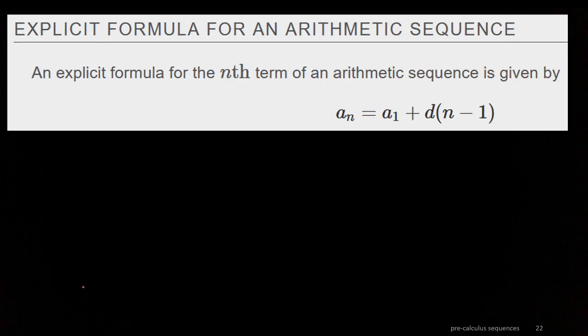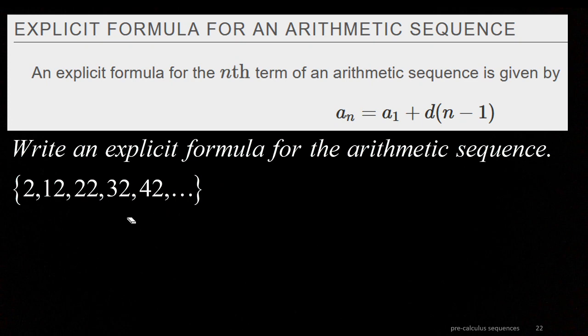All right, so let's move on. An explicit formula for the nth term is this right here. And so how do you write the explicit formula? For the explicit formula, we need A1, which we do have, it is right here.